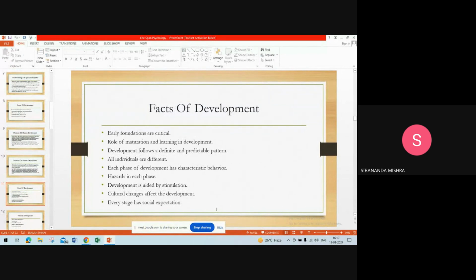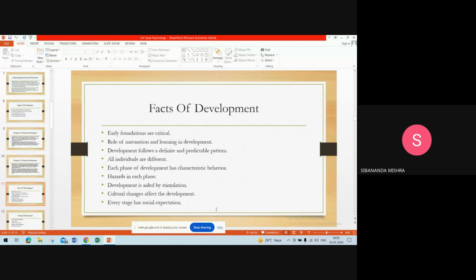facts of development. There are actually different characteristics of lifespan development, and there are some facts of development. Early foundations are very critical because attitudes and behaviors established in early years determine to a large extent how an individual will adjust in later life. Early attitude and behavior are very important. In early years, if a child is more interactive, learning more things, whatever the child did in the early years will impact later development.